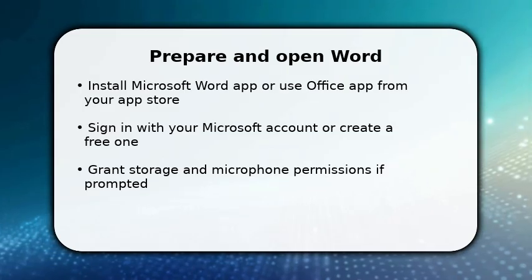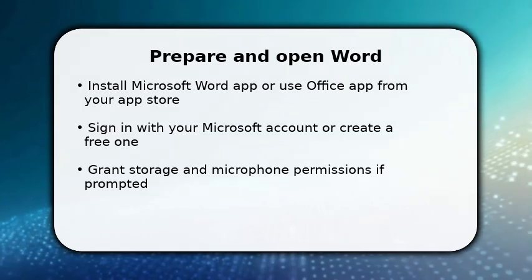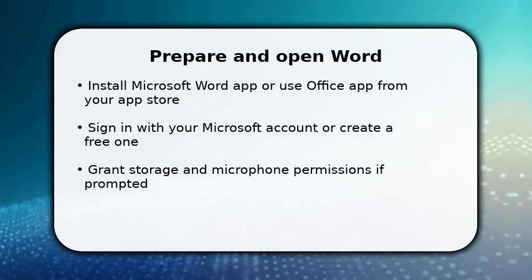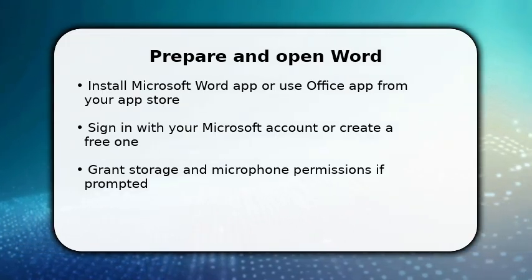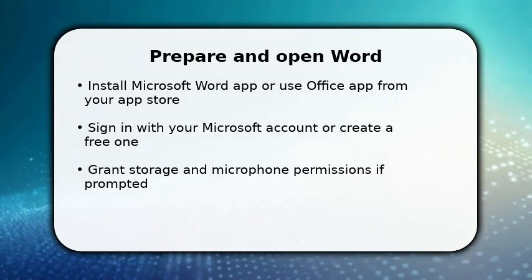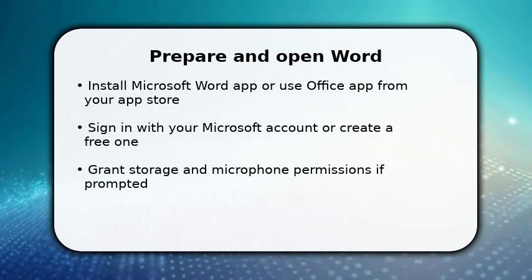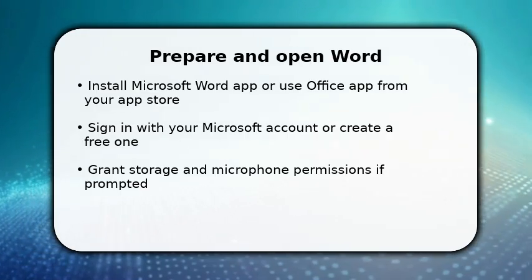Enjoy the video. You'll start by getting Word on your phone and signing in so your files sync. Once installed, open the app and choose New or Open to access cloud or local documents. Make sure you enable storage permission so Word can read and save files. This avoids errors later. If you plan to dictate, allow microphone access now.